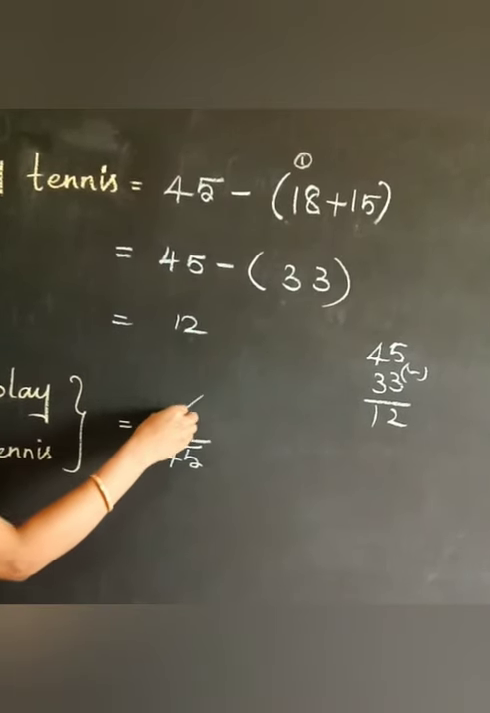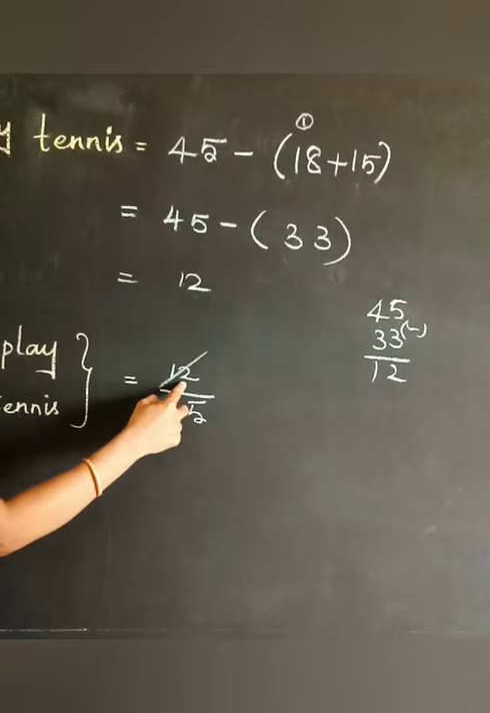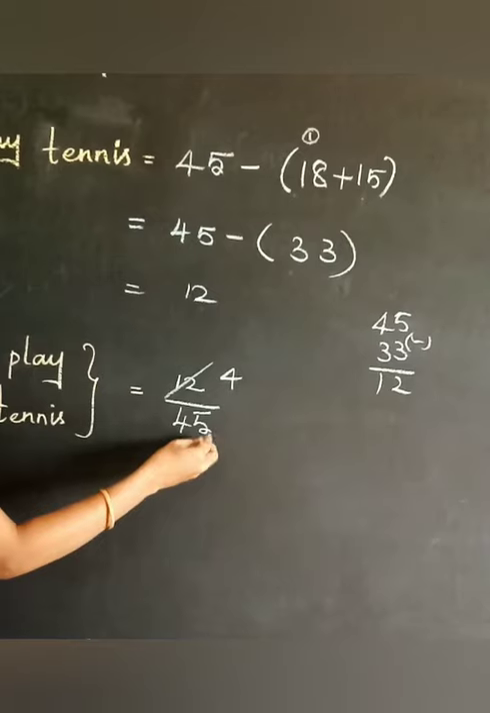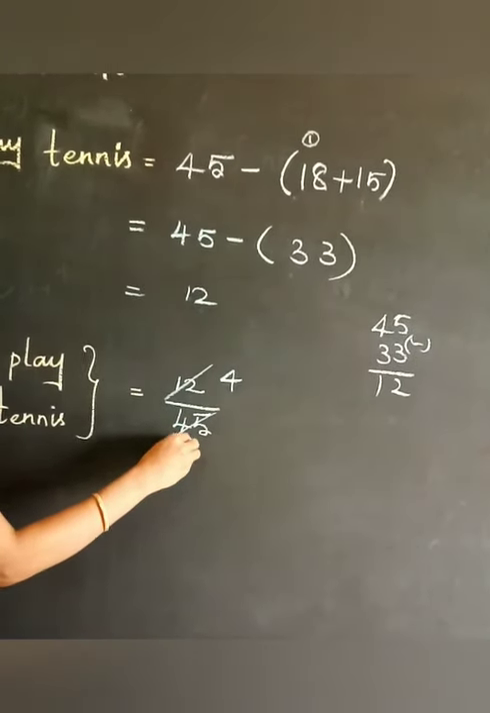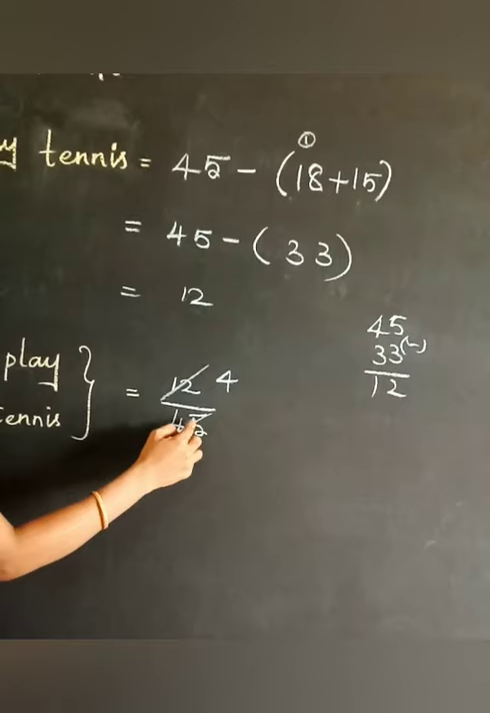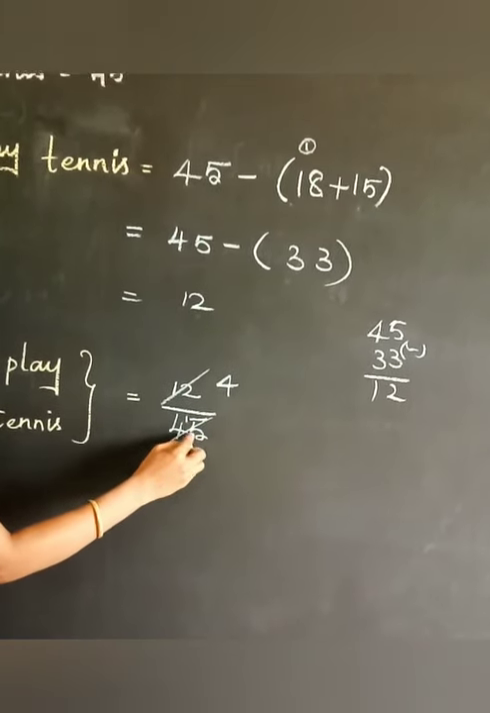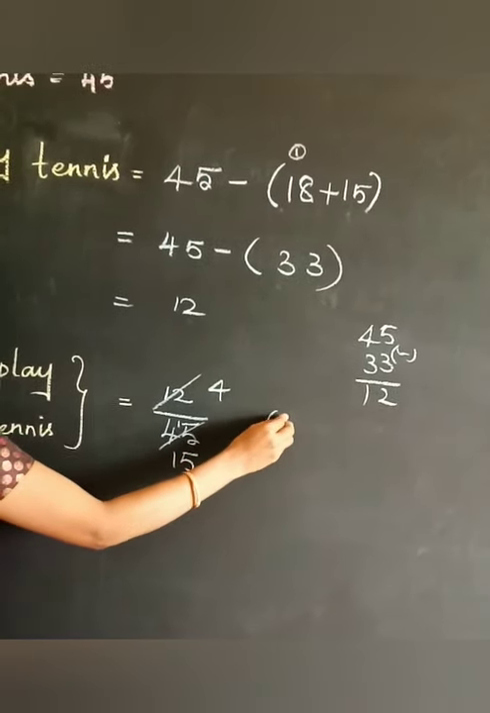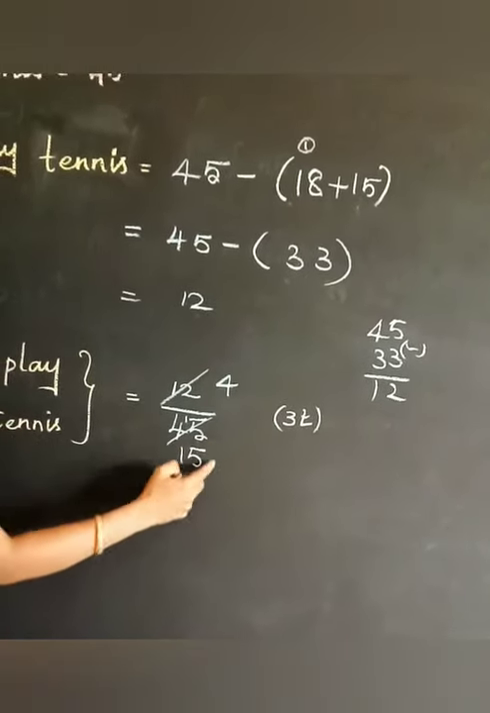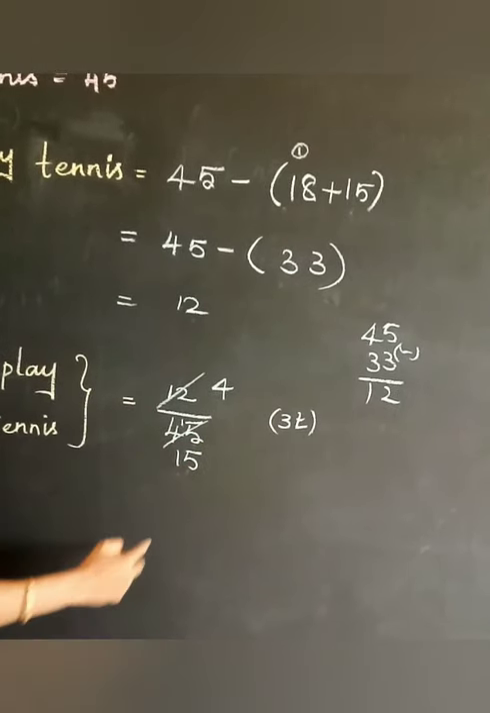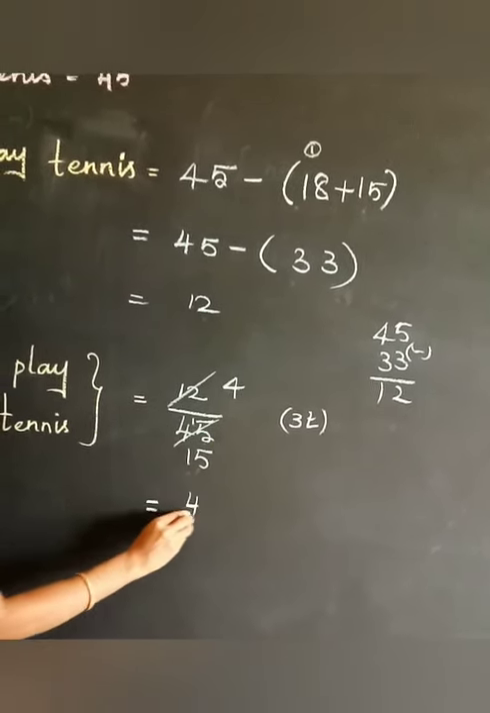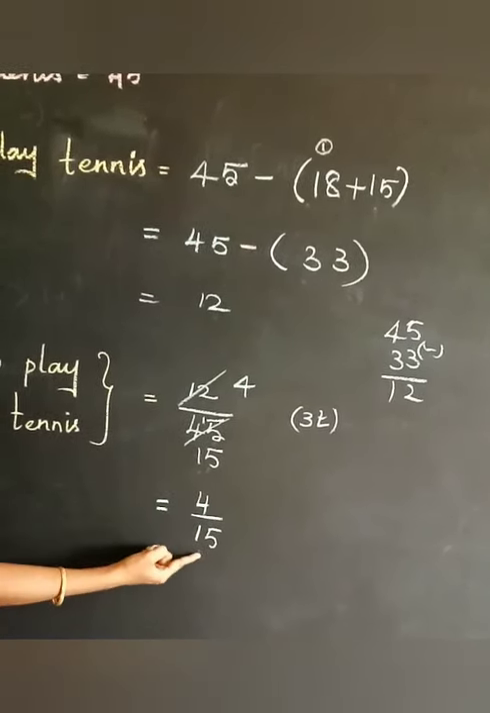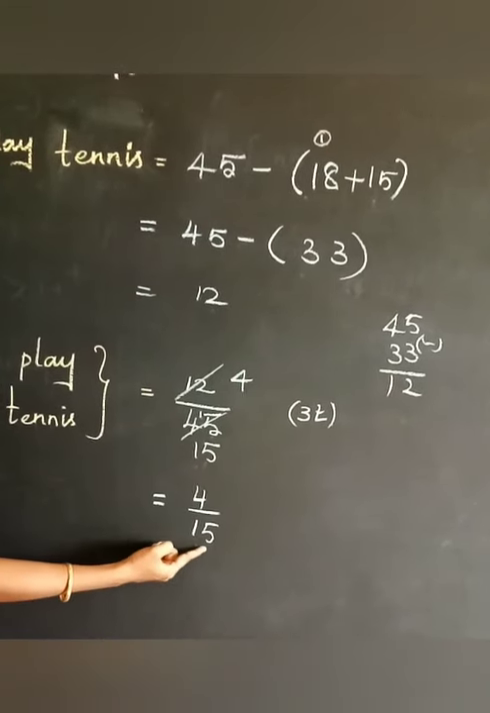So how do we cancel this in the 3 table? In the 3 table, 12 how many times? 4 times, 4 3s are 12. And then 45: 1 3 is 3, 4 minus 3 remainder is 1. Now the number is 15. 15 how many times in the 3 table? 5 times. So in the 3 table, 45 is 15 times, which gives 4 over 15. Next, you have to see whether it is possible to cancel both numerator and denominator. In the 4 table, does 15 come?